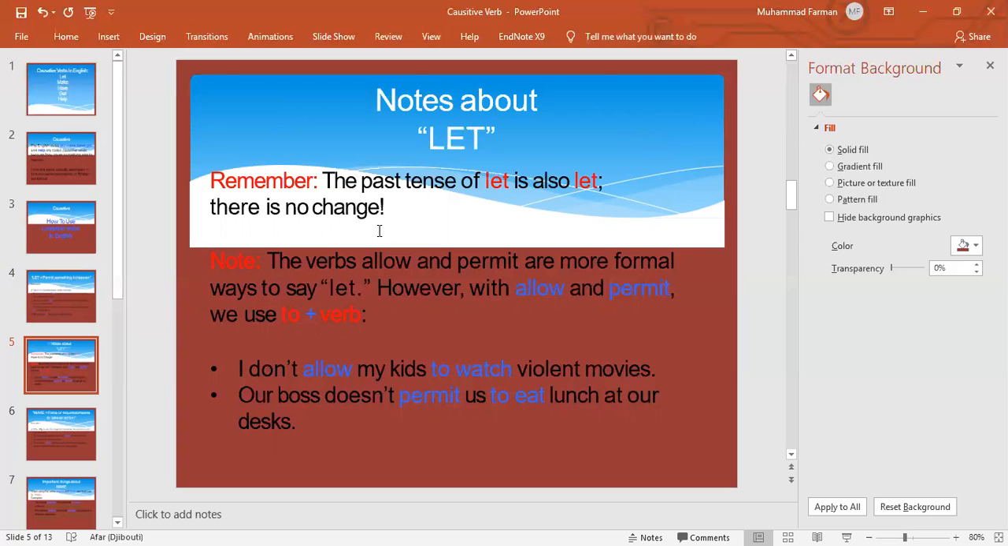Here I convert present indefinite into past indefinite while utilizing the sense of the word let. I don't allow my kids to watch violent movies. Our boss didn't permit us to eat lunch at our desk. But again, here the word let is converted into to plus verb. We can utilize allow and permit in place of let.